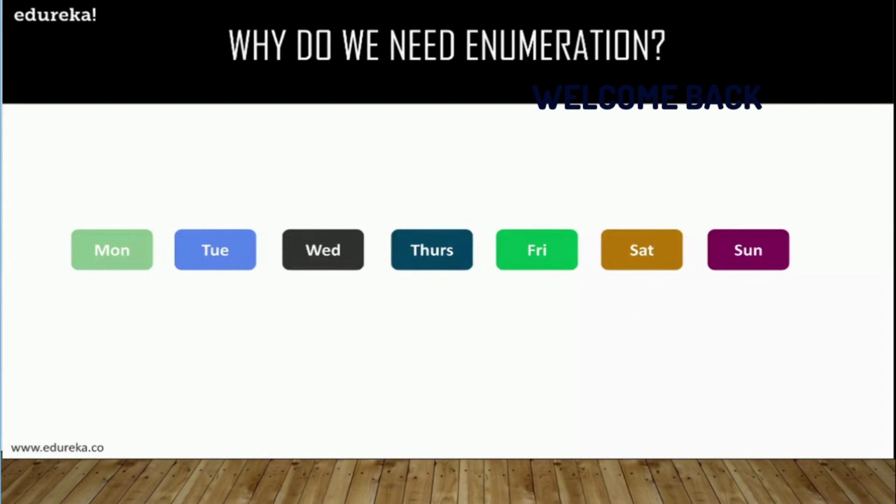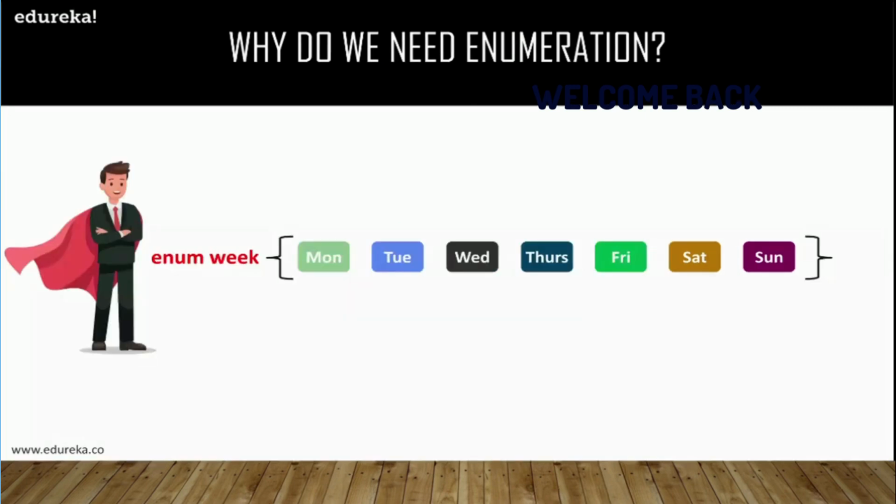Why do we need this enumeration? Now, we all know that there are 7 days in a week. That is Monday, Tuesday, Wednesday, Thursday, Friday, Saturday, and Sunday. So, if we put this in a new week class, the days Monday, Tuesday, Wednesday, Thursday, Friday, Saturday, Sunday will all become objects of that class.